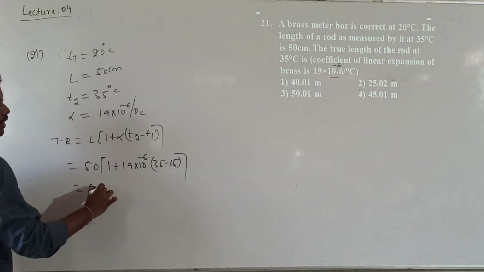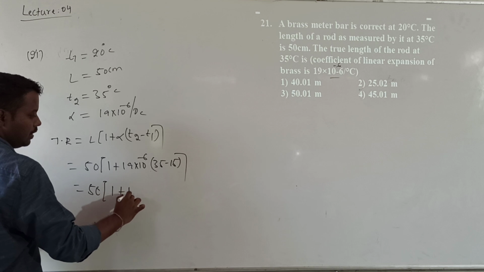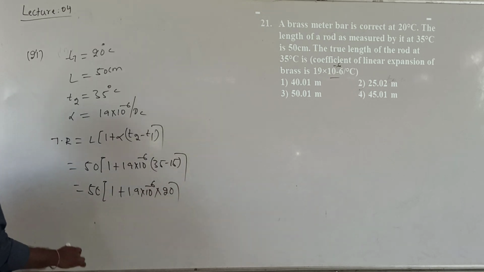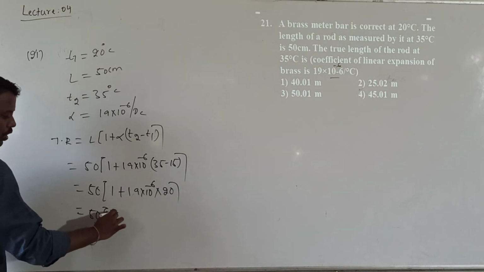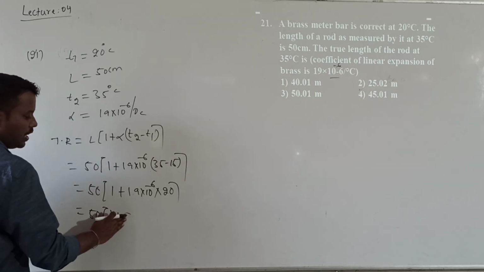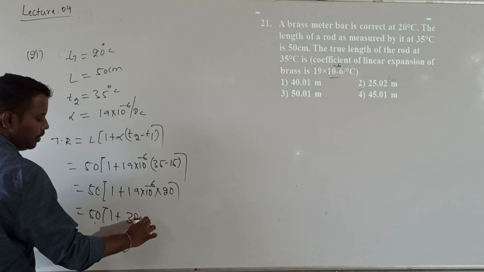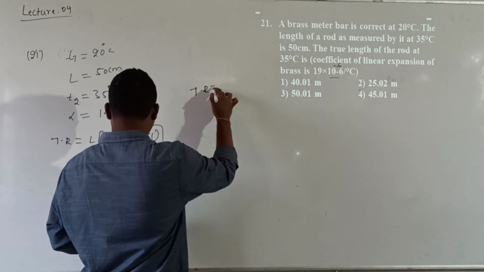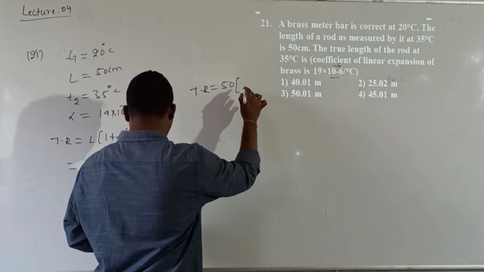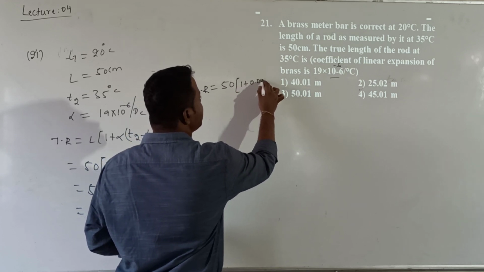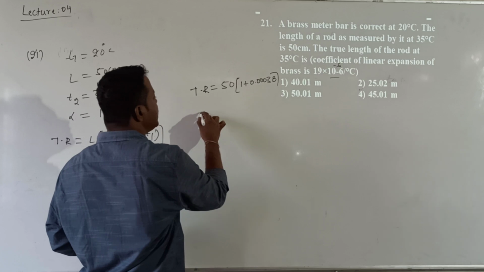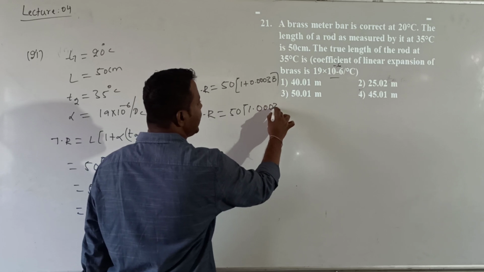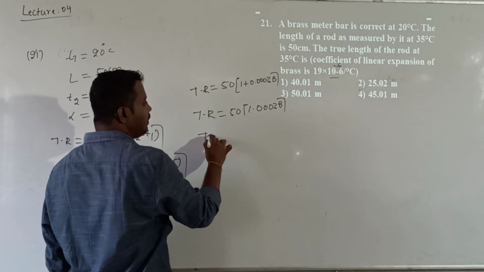The answer is given by 50 into how much? 1 plus 19 into 10 power minus 6 into 15. Then 19 times 15 is 285, so 285 into 10 power minus 6, which is 0.0003 approximately. So the true reading value is equal to 50 into 1.0003.